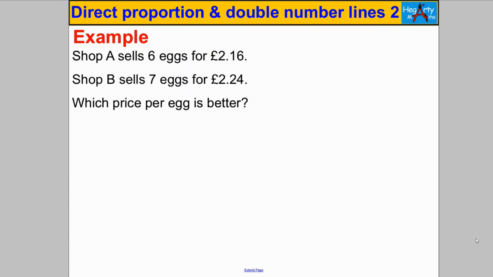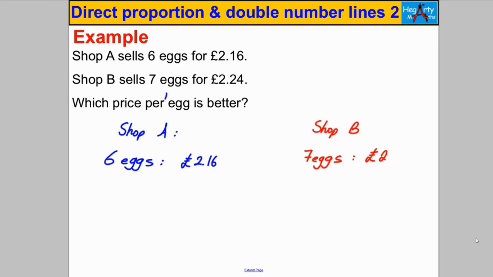Last question. Pause the video, have a go. So shop A sells 6 eggs for £2.16. Shop B sells 7 eggs for £2.24. Which has the better price per egg, per one egg? So let's label it as we did before. Here's shop A. Right, we know the ratio or the rate is 6 eggs per, and it costs £2.16, right? And we know that shop B, on the other hand, sells 7 eggs per £2.24.